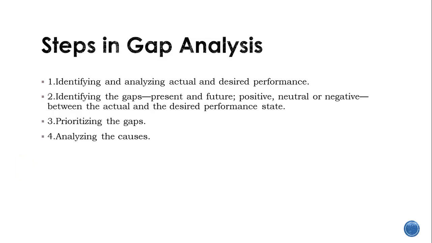Now the steps in a gap analysis are right here on the screen. First of all, identifying and analyzing actual and desired performance, which we've already done. Then identifying the gaps, present and future, positive, neutral, or negative, between the actual and the desired performance state. I'll talk about this a little bit later in the video. Then prioritizing the gaps, which is very important. Then analyzing the causes is what we will do next week when we do a cause analysis.